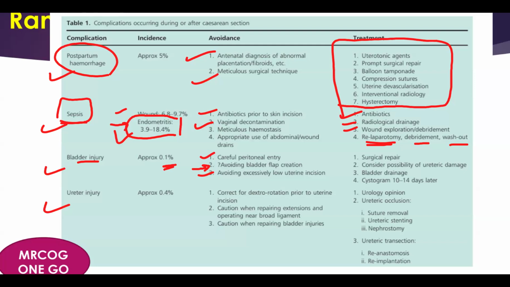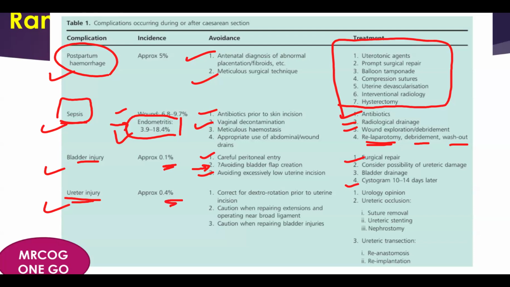If we have a full bladder, that's why the catheter is very, very important: to detect any injury if it happens, and also to be sure that the bladder will be empty throughout your section. How to treat? Surgical repair for sure. Consider the possibility of ureteric damage, bladder drainage, and cystogram 10 to 14 days later. For the ureteric injury, it's around 0.4%.